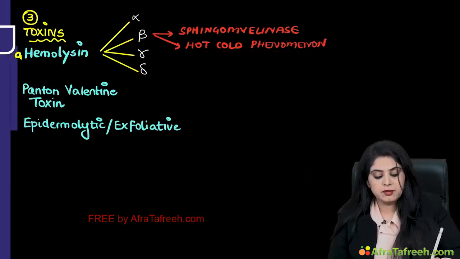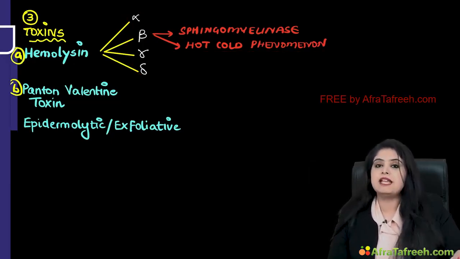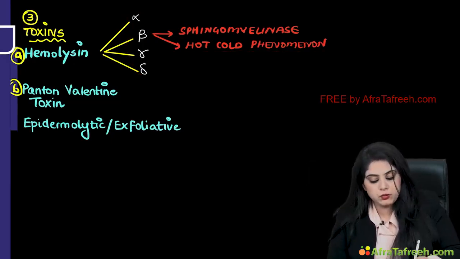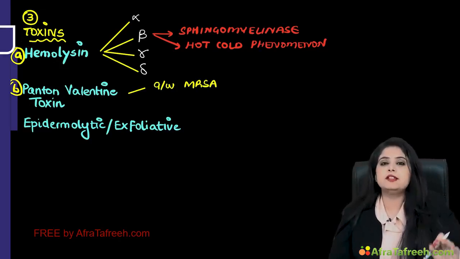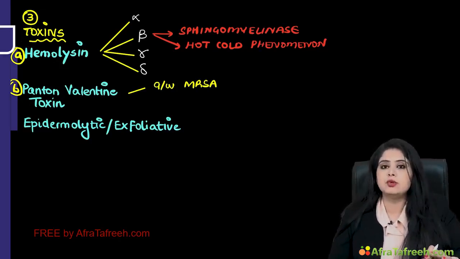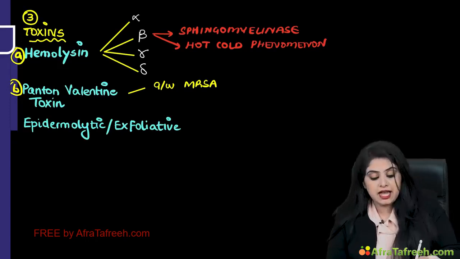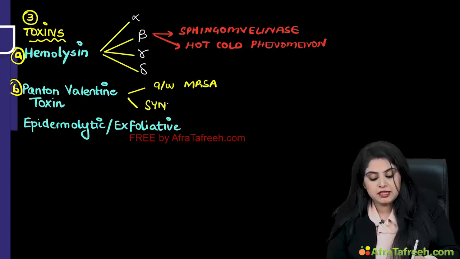Next toxin. Toxin number A was hemolysin. Next is PV, Panton-Valentine toxin. What are the 2 points about it that you have to know? This is associated with, not all, but the majority of the methicillin-resistant Staph aureus, which tend to show you the Panton-Valentine toxin, and this is also known as the synergohymenotropic toxin. Now, what do you mean by this toxin?